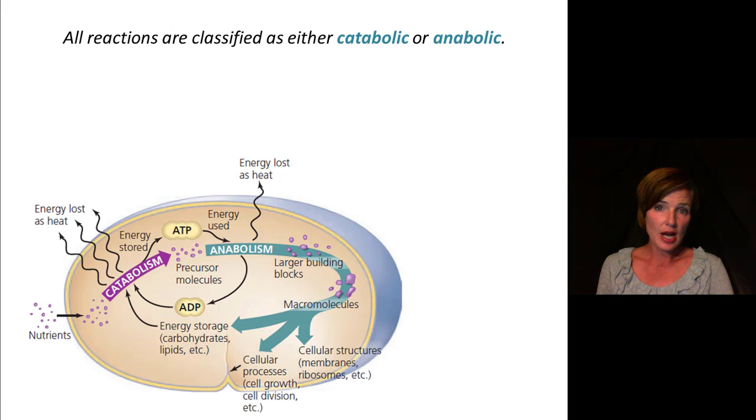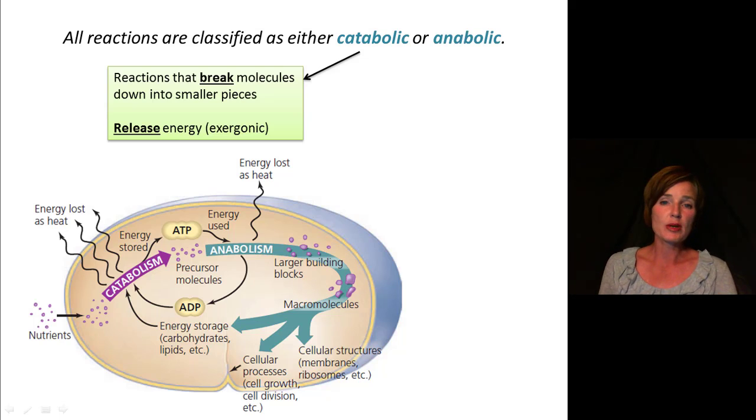Our reactions are going to fall into two categories. We have what are called catabolic reactions, and then we also have the anabolic side. Catabolic are going to be reactions that break molecules down, so they're breaking molecules into smaller itty-bitty pieces. And the reason they break down molecules into smaller pieces is because when they do that, there will be energy that is released during that process. Those types of reactions, because they release energy, we do call them exergonic processes or exergonic reactions.